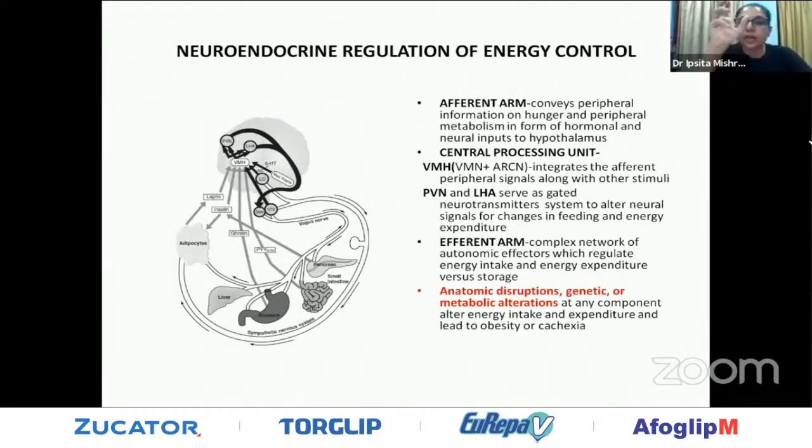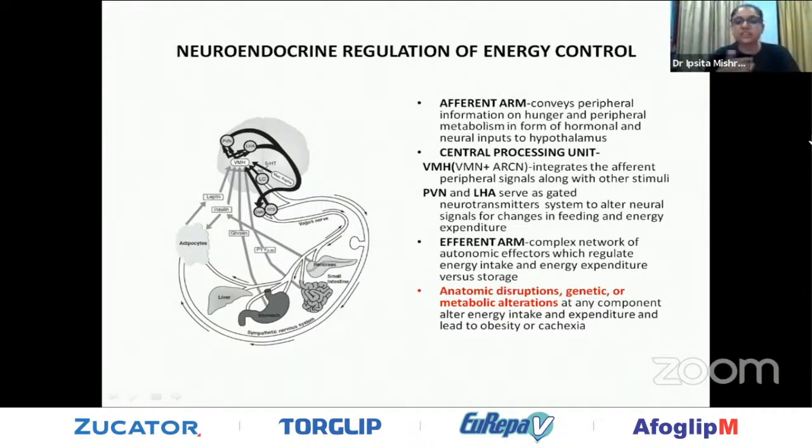This is the neuroendocrine regulation of energy control, which is very important to understand the pathology. It consists of an afferent arm, which conveys peripheral information on hunger and peripheral metabolism in the form of multiple hormonal and neural inputs to the hypothalamus, which contains the central processing unit, a group of neurons that integrates the afferent peripheral signals along with other stimuli and alters the neural signals for changes in feeding and energy expenditure.